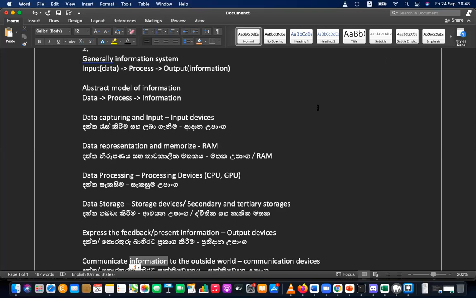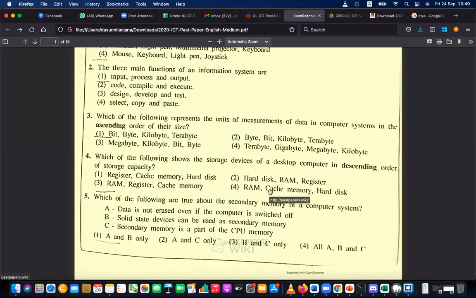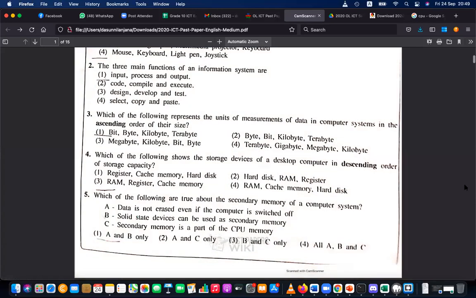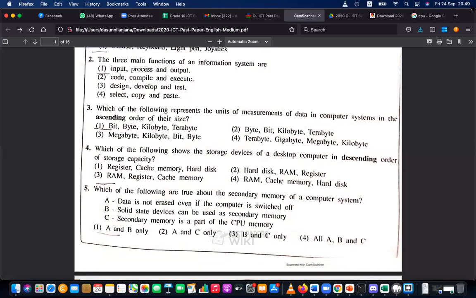Let's move to the next question in the paper. Which of the following represents the units of measurement in a computer system in ascending order of their size? Ascending means increasing order. The smallest one is bit. Then you have byte, then kilobyte, then megabyte, gigabyte, terabyte. Likewise, it is increasing. So bit is the smallest one.